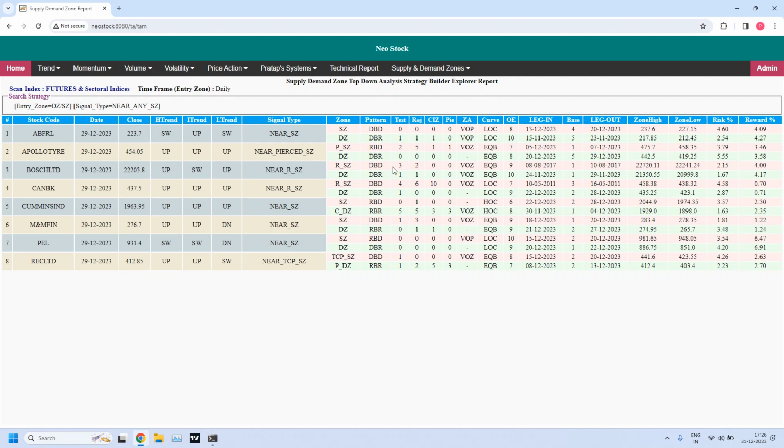Bosch. Already tested 3 times. Next one is Canara Bank. This is already tested 4 times. RUC Limited is a counter trend trade setup of high liquidity zone, tested once. So these are the high liquidity supply zones in daily time frame. So let's go back.